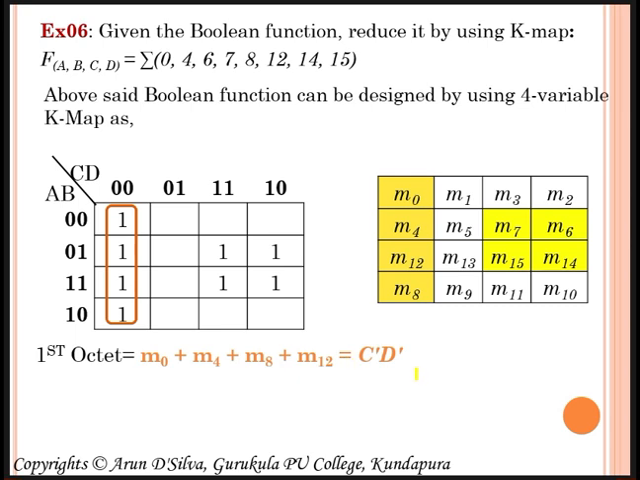Now what is the reduced mean term of this quad? That is C dash D dash. How we got it? We'll see. This belongs to all the rows, therefore AB variable we cannot consider because values change, but this belongs to only a single column of the map. So in that column C and D value remains 0 0, therefore it became C dash D dash.